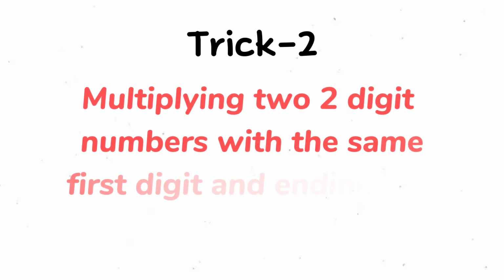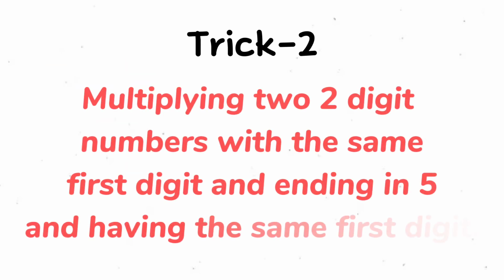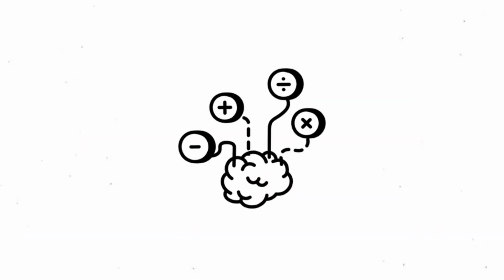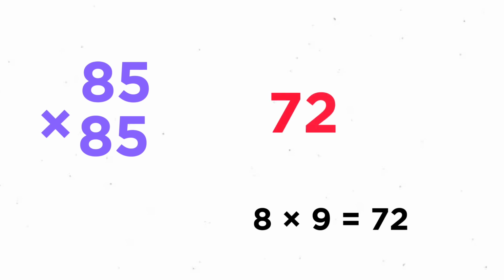Now for another awesome trick, multiply two-digit numbers ending in 5 and having the same first digit. For example, 85 times 85. Do 8 times 9 equals 72 and then add 25 to the end. Answer is 7,225. Now try 45 times 45.